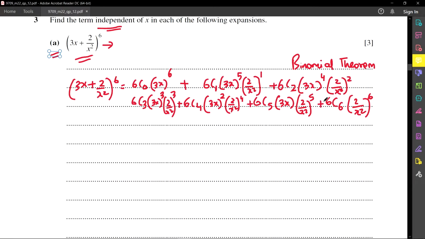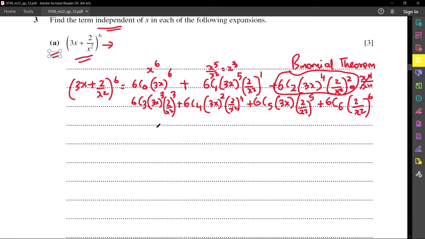Simple. Now you have to look for the term independent of x. So this one, if you see, forget about the constants. Here this will give you x power 6. This will give you x power 5 by x squared, so you get the x cube term here. And here you get x power 4 by x power 4, so it cancels off. So this is the term independent of x. You don't find x in that.